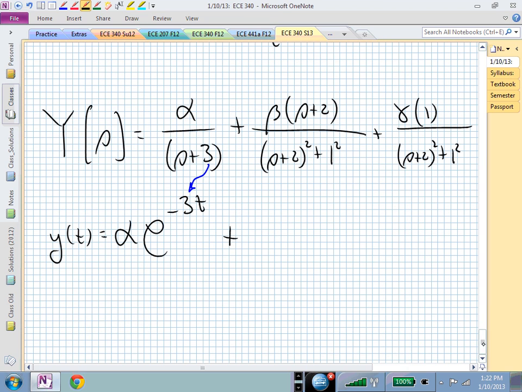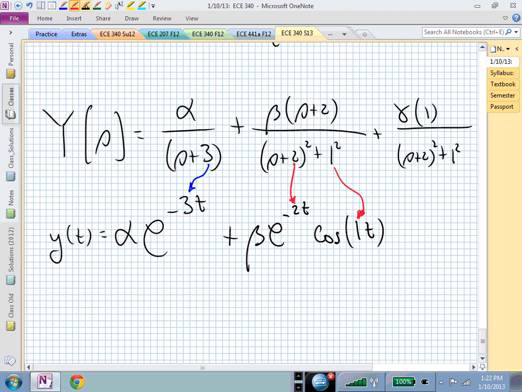The cosine is the beta piece. It's now damped by e to the minus 2t. That was the real part of that complex pole pair. And its oscillating piece has a frequency of 1. That's the omega sub d. These pieces are the result directly of that factorization.